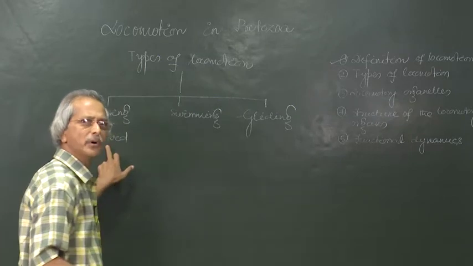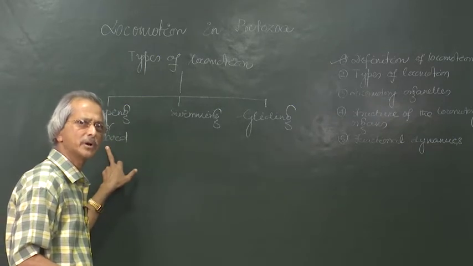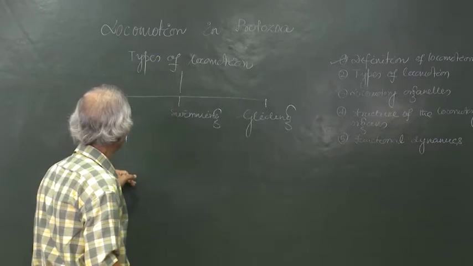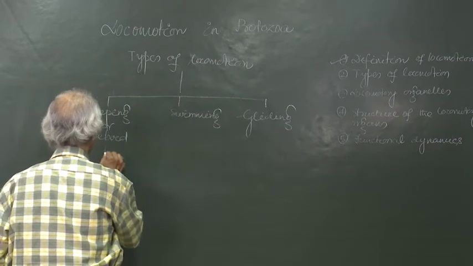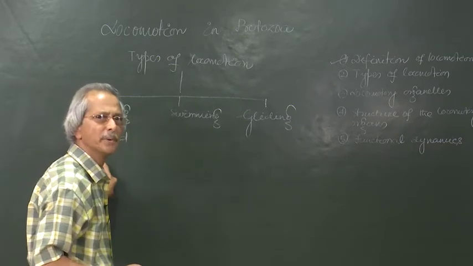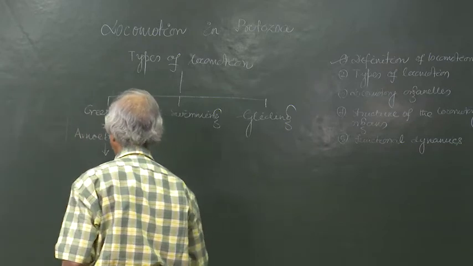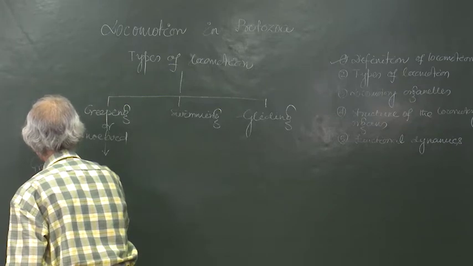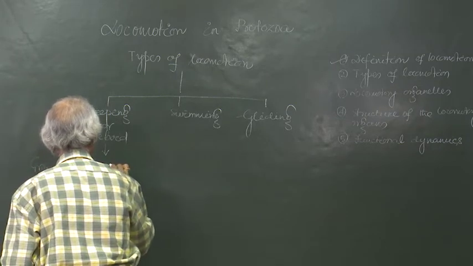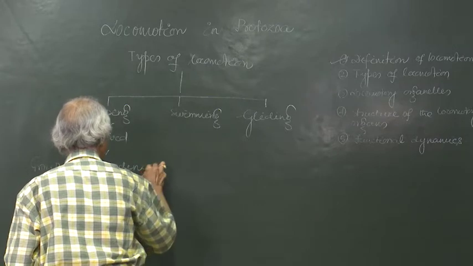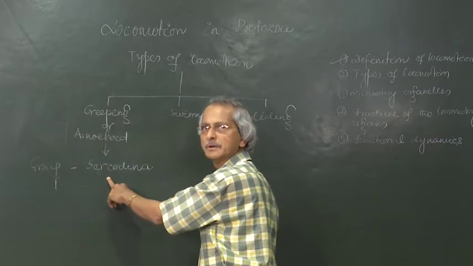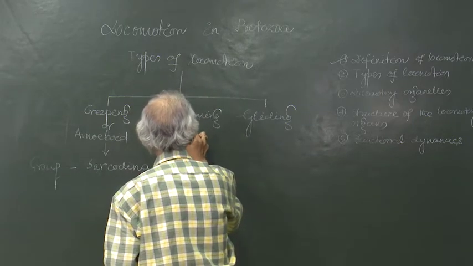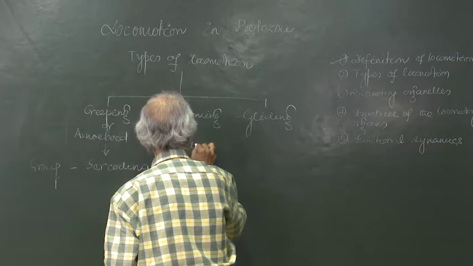Now, this creeping type of behavior, which is also known as amoeboid movement, is found in amoeba, and particularly in a specific group. In which group do you find this type of movement? Its group is Sarcodina. You find this type of behavior in Sarcodina, and you find swimming in ciliates and flagellates.